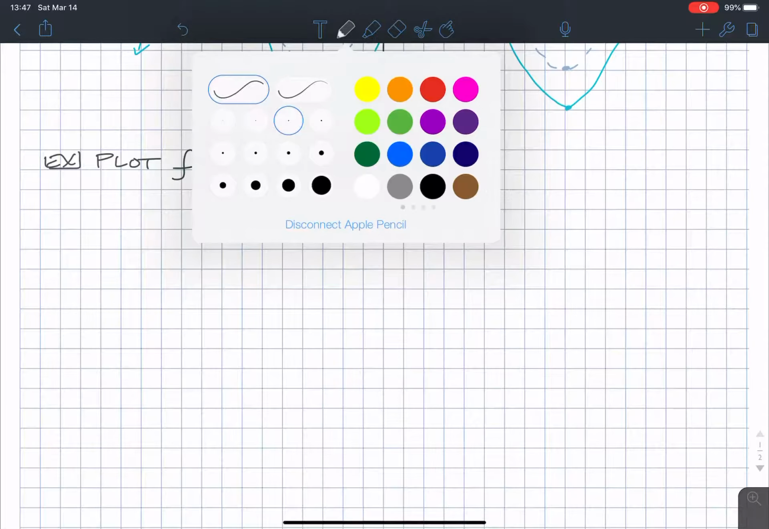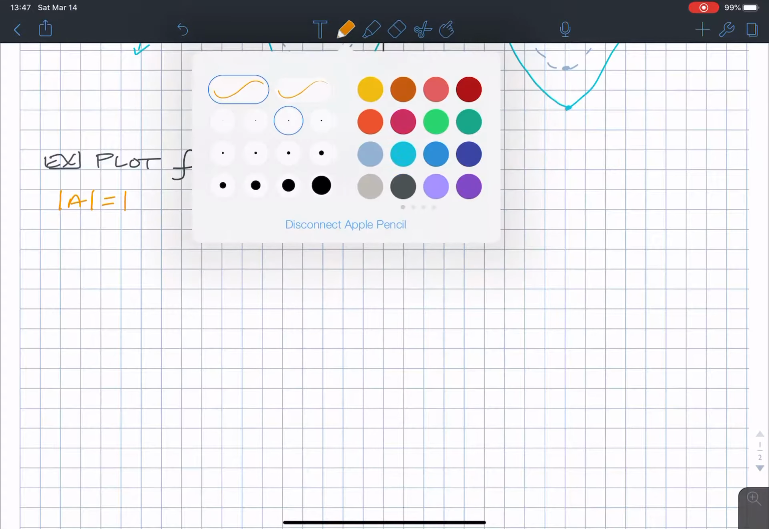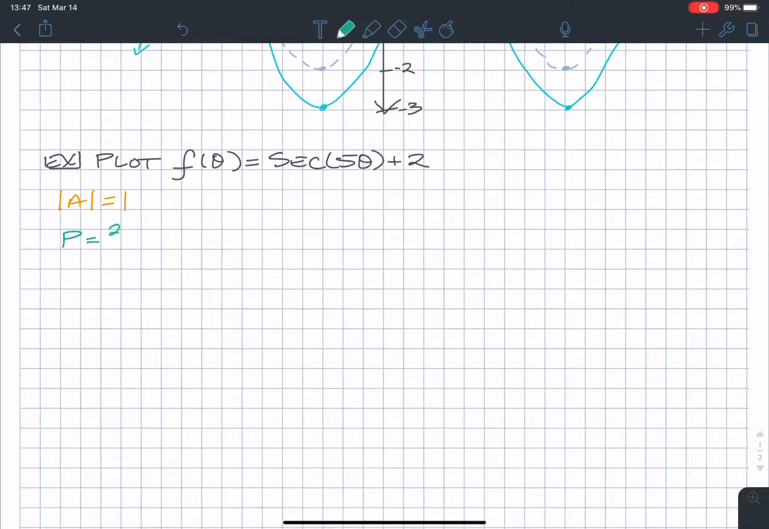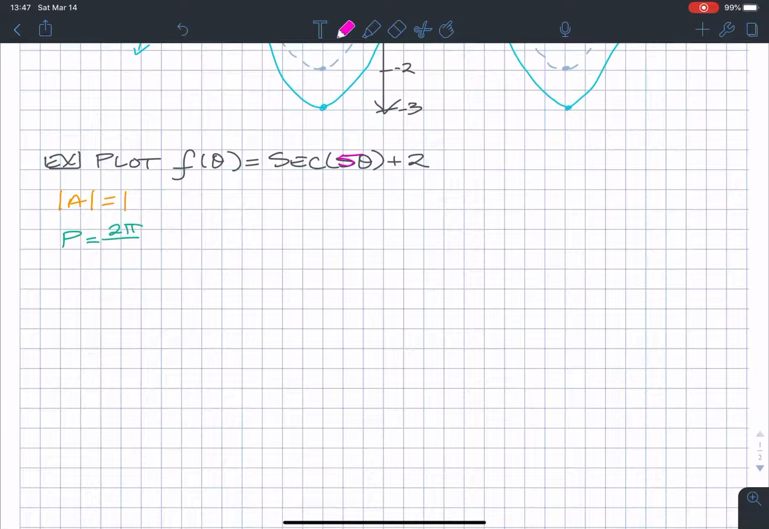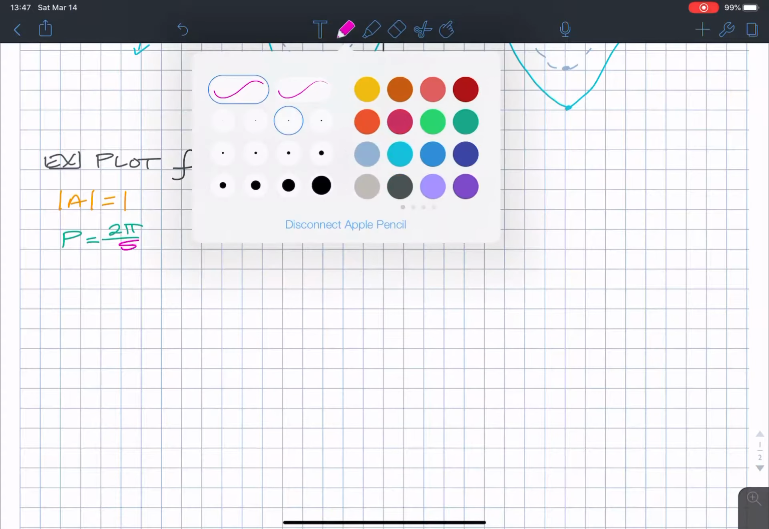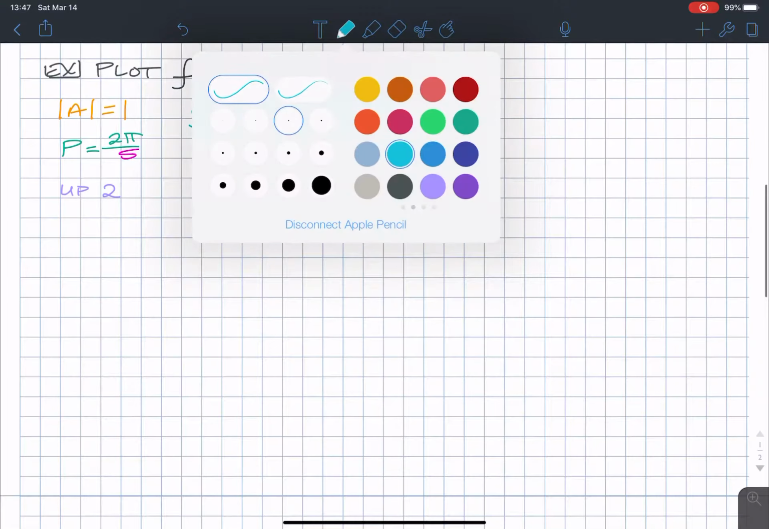So in this case, the amplitude, of course, is still 1. The period, P, is 2 pi divided by 5, the coefficient of theta. And I notice on the outside I have a plus 2, so that's going to be up 2. But remember, for the reciprocal functions, we consider g of theta being equal to cosine of 5 theta. Okay, I'm just going to consider that for the moment, not the vertical translation. So theta versus f of theta coordinate axes.